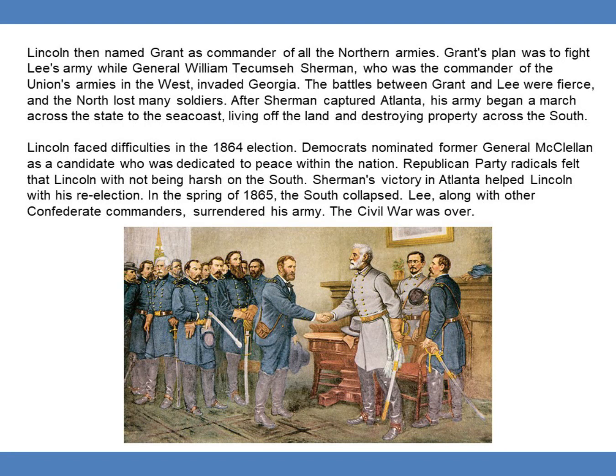Lincoln faced difficulties in the 1864 election. Democrats nominated former General McClellan as a candidate who was dedicated to peace within the nation. Republican Party radicals felt that Lincoln was not being harsh on the South. Sherman's victory in Atlanta helped Lincoln win his re-election. In the spring of 1865, the South collapsed. Lee, along with other Confederate commanders, surrendered his army. The Civil War was over.